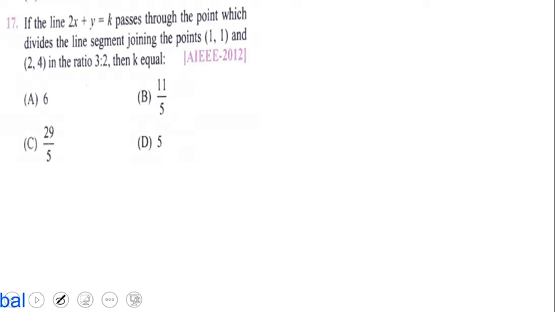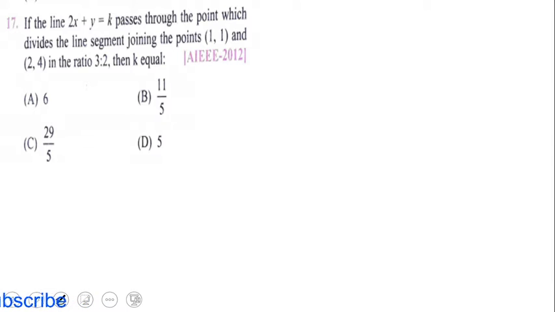Example number 17: if the line 2x plus y equal to k passes through a point which divides the line segment joining the points 1 comma 1 and 2 comma 4 in the ratio 3:2, then we have to calculate the value of k.